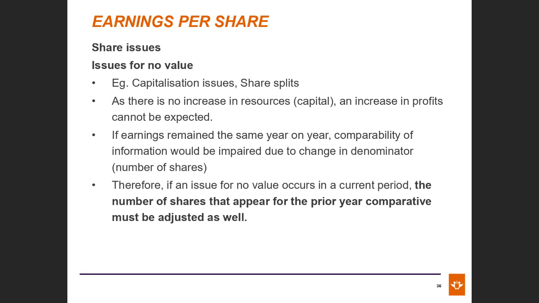But if we have a look at another situation, sometimes we will have something called a capitalization issue or a share split. These will be issues for no value. Now we need to have a look at how to calculate the weighted average number of shares where we have an issue for no value. Who can tell me what is a capitalization issue?